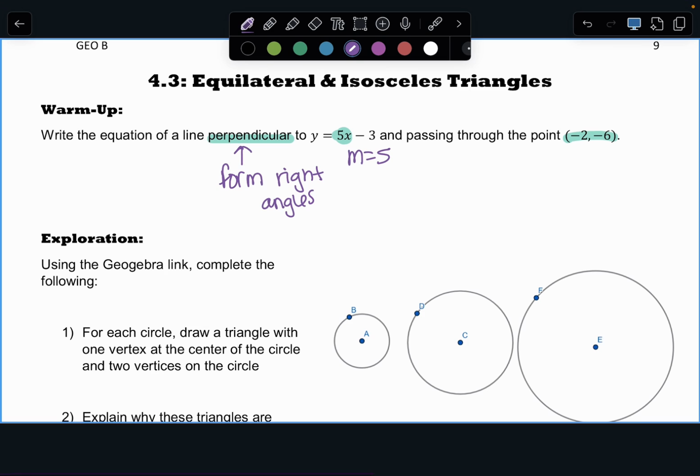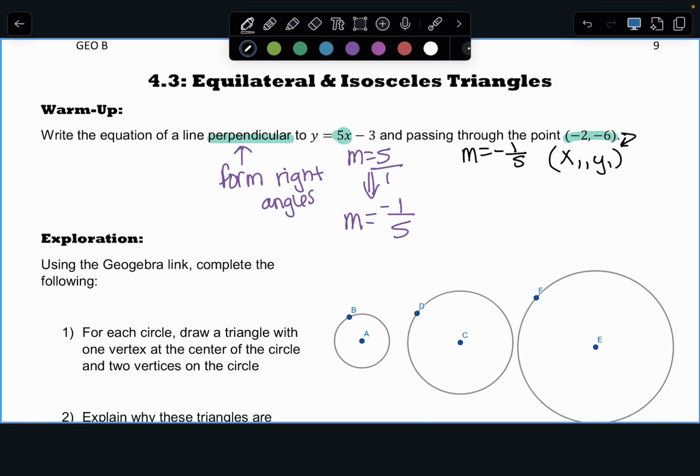So if I want the slope of the line perpendicular to it, I need to flip that fraction. 5 is the same as 5 over 1. So 1 over 5, and we make it negative for the opposite part. So reciprocal means we flip our fraction. Opposite means we make it negative. So that's our slope. I now have a slope and a point, x1, y1. It's right here. That's all I need to write a line.